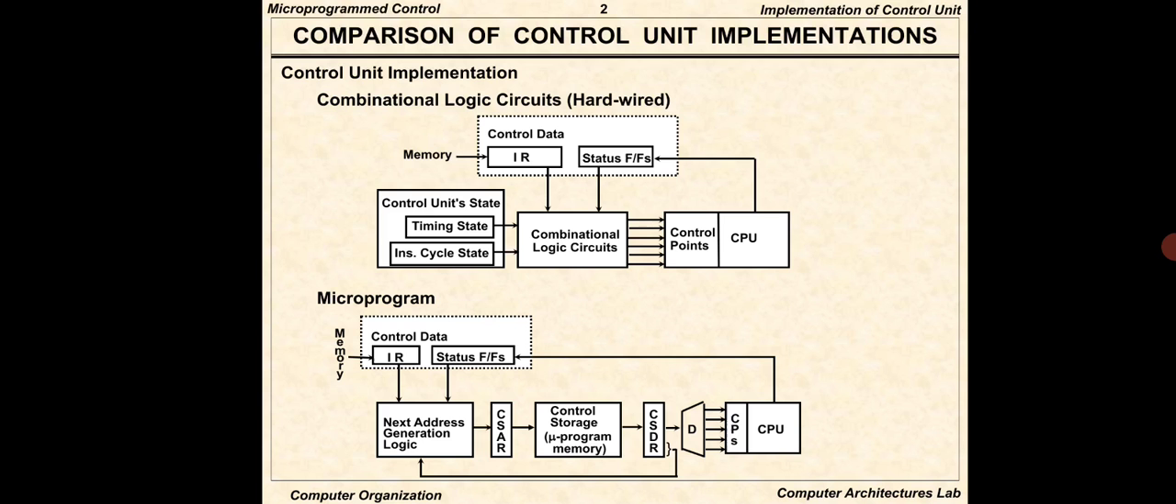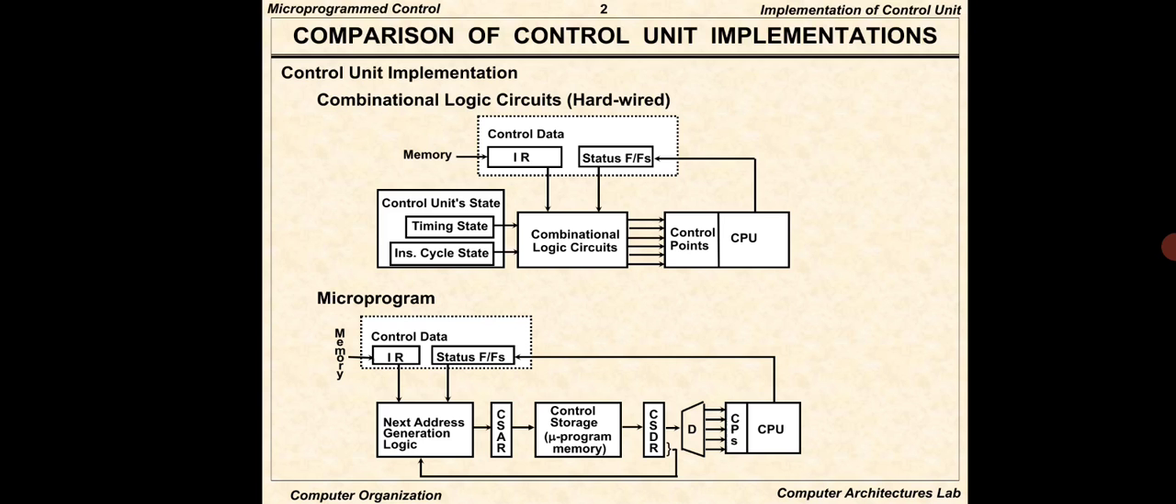The memory which is used to store this microprogram, we are saying it is a control storage, or you can also say it as a microprogram memory. Okay, it is known as a microprogram memory. Now the address of this control storage is stored in the control storage address register, which is nothing but a CSAR. So your next address generation logic will generate the address of your control storage, that is the microprogram's first starting address. That address is moved to the CSAR, control storage address register.